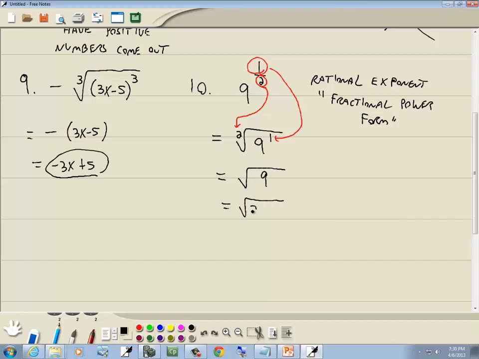Now 9, if I do the prime factorization, is 3 times 3. There is no number in the slot here, it's by default 2, so our index is 2, which means we're looking for a pair of somethings, 2 of something. Well, here's 2 3s. So those 2 3s are going to come out in front as a single 3. And that's our answer.